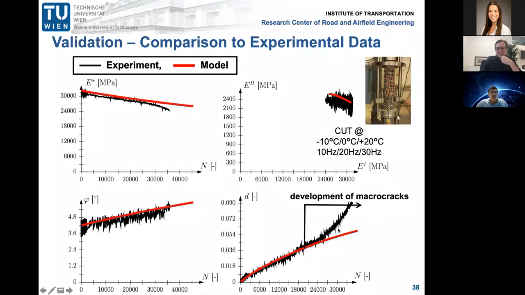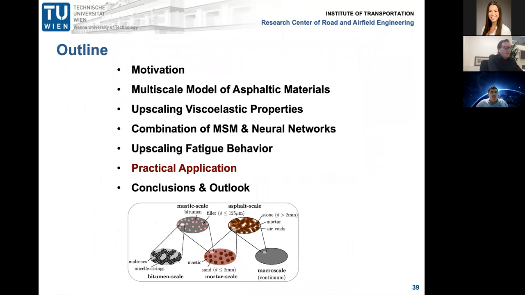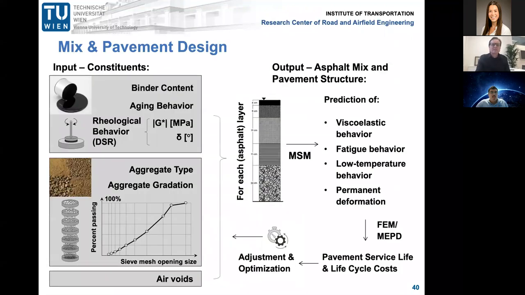You see here then that the model drifts away from the experiment, and we relate this to the development of macrocracks at the end of the fatigue experiment. Okay, this was a lot of theory. Let's also talk a little bit about the practical application, which is always very important for these types of models.